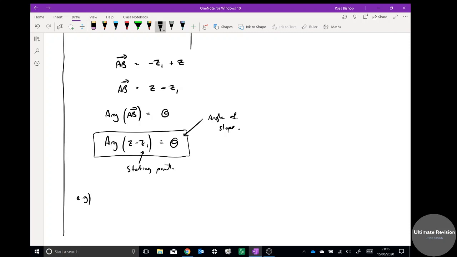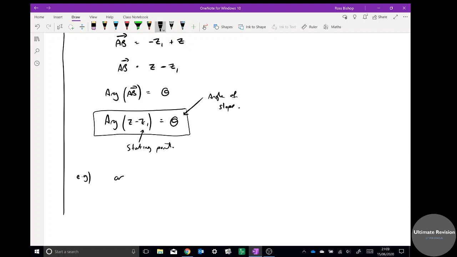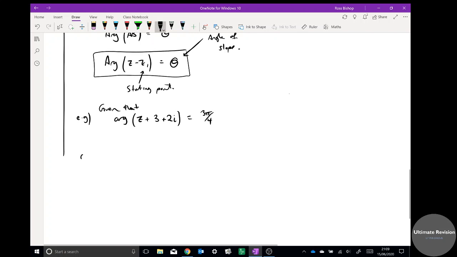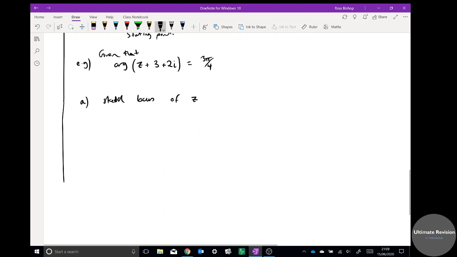Right, let's look at an example, and this will tie it all together, and then you can do some questions on this. It's in the book I'm going to use, but I'm going to try and explain it as I go. So it says, given that arg of z plus 3 plus 2i is equal to 3 pi over 4, we've got lots of things we're going to do now. We're going to sketch the locus of z, the locus of all those points that z could be on. We'll do that first before we see what the next one is.